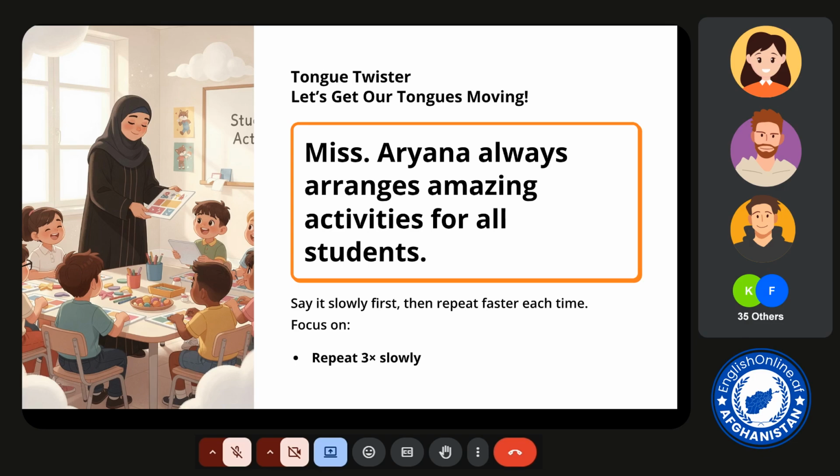Arranges means to organize or to prepare. Miss Aryana always arranges amazing activities for all students.